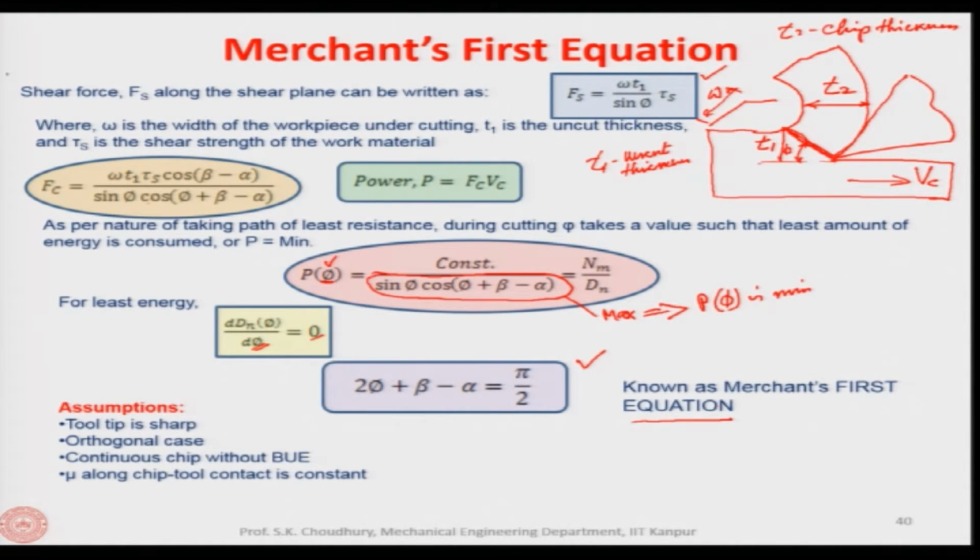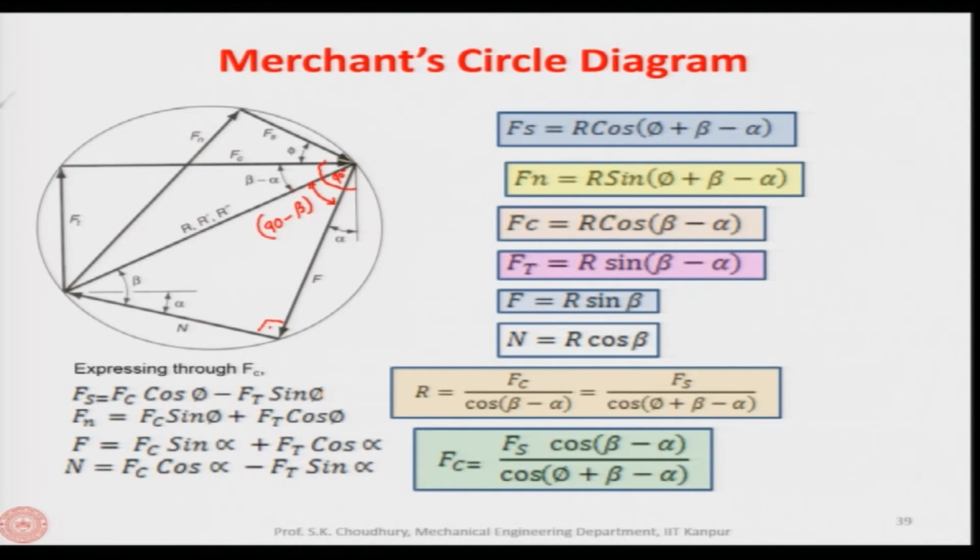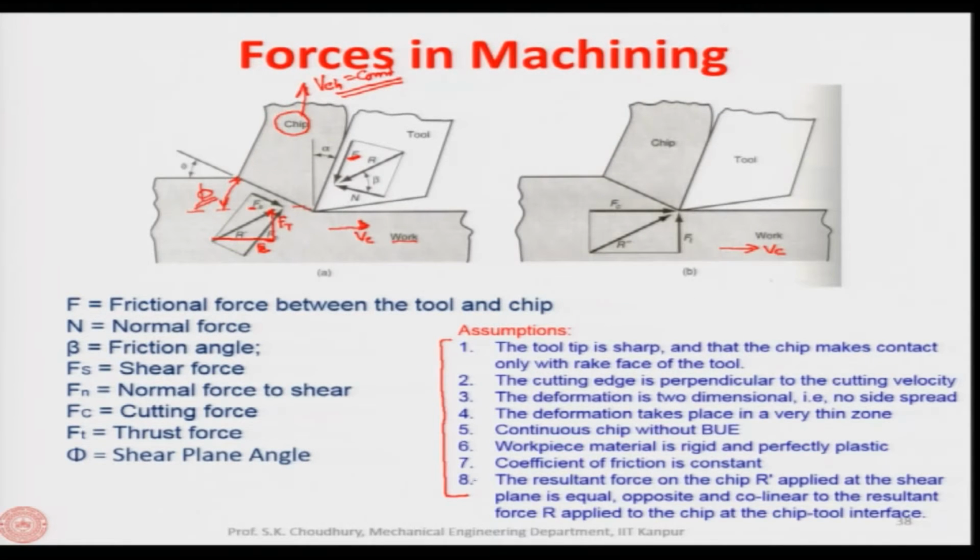But always keep in mind that this equation is valid only when those 8 assumptions that I showed in the last slide are satisfied. If any of these assumptions is not satisfied, then Merchant's first relationship is not valid. You have to keep this in mind all the time.